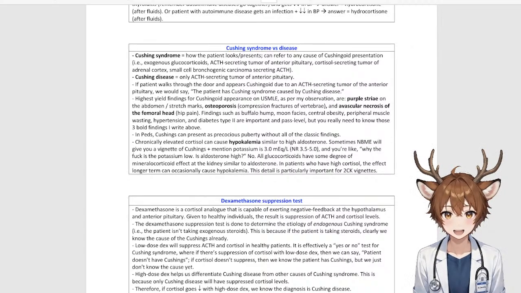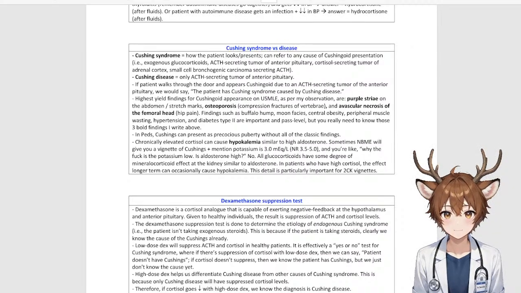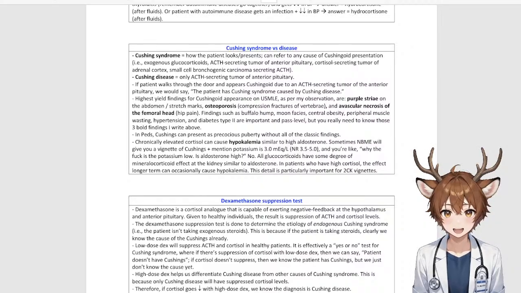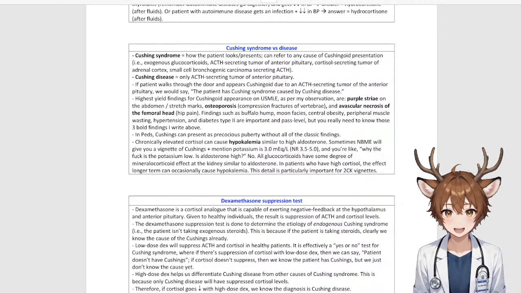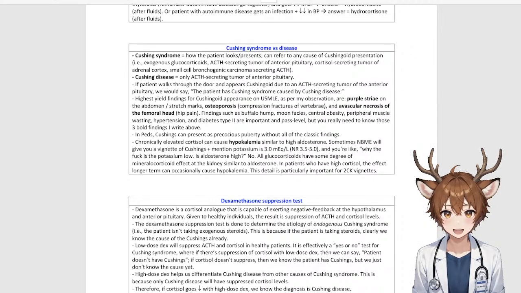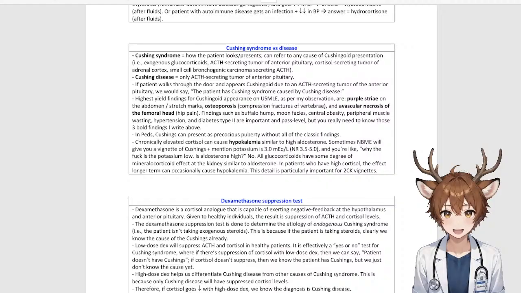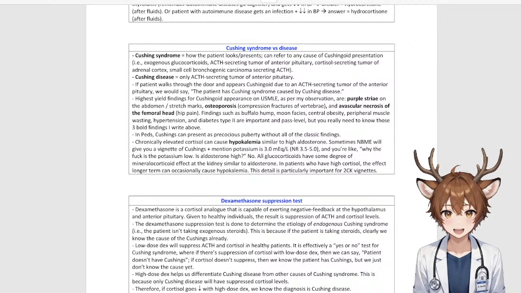Highest yield findings for Cushingoid appearance on USMLE, as per my observation, are purple striae on the abdomen / stretch marks, osteoporosis, compression fracture of the vertebrae, and avascular necrosis of the femoral head, hip pain. Findings such as buffalo hump, moon facies, central obesity, peripheral muscle wasting, hypertension, and diabetes type 2 are important and pass level, but you really need to know those 3 bold findings I read above.